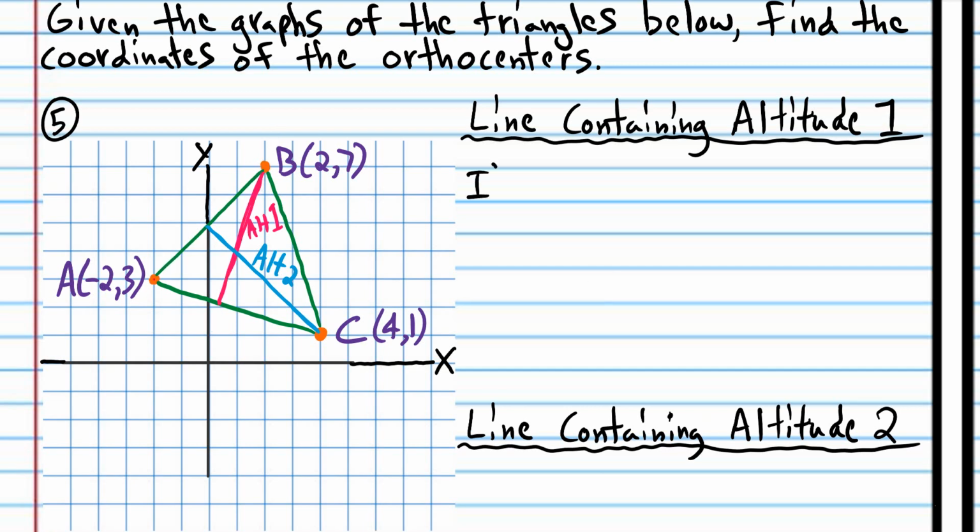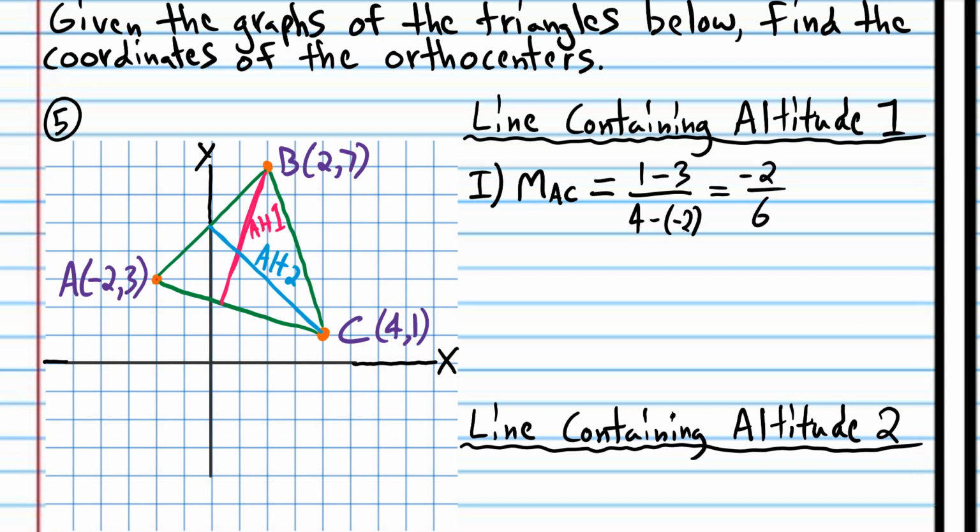So step number 1, the slope of AC is 1 minus 3 over 4 minus negative 2, and that equals negative 2 over 6, which is negative 1/3. Now we're going to find the slope of a line perpendicular to AC, and that's going to be the slope of the altitude we're looking for. That's just the opposite reciprocal, which is positive 3.